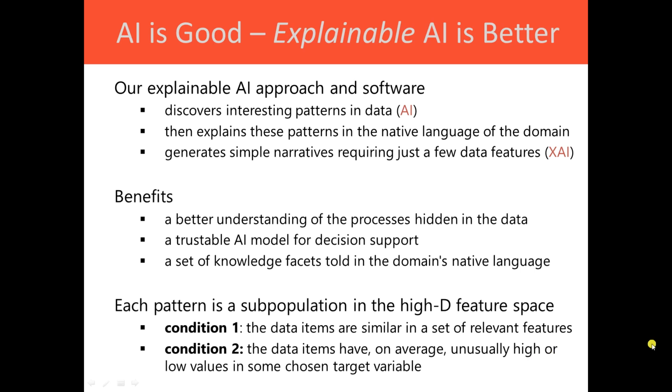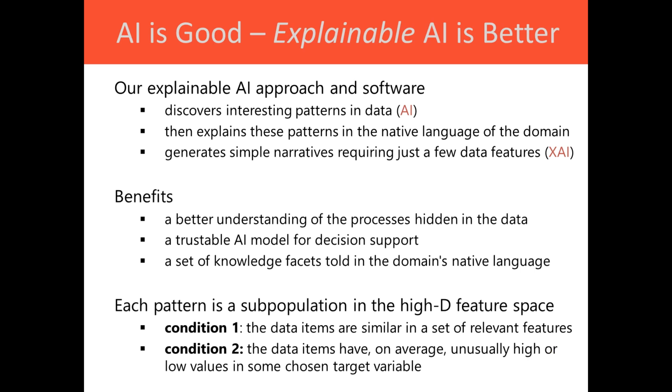So basically, a pattern is a subpopulation in the high dimensional feature space. In this case, we have 500 dimensions, 500 features. The first condition is that the data items must be similar in a set of relevant features. We'll talk a lot about this soon. And condition 2: data items have on average unusually high or low values in some chosen target variable.